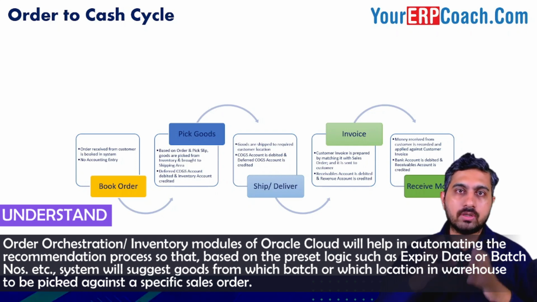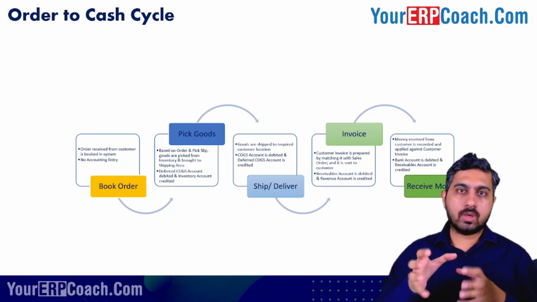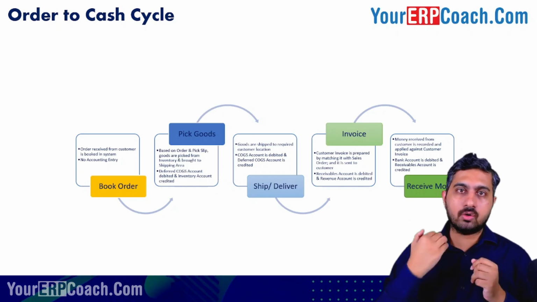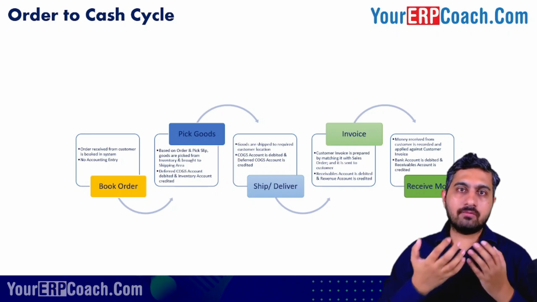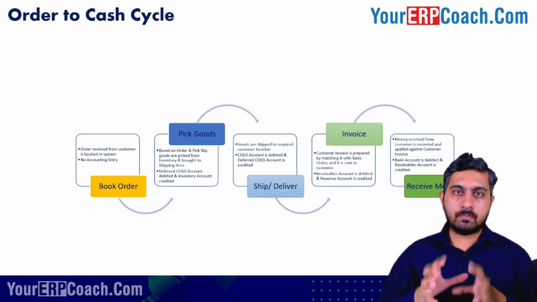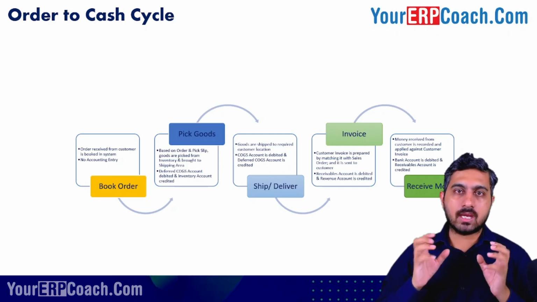So depending upon this automated guidance that is provided by your ERP system, your warehouse workers or warehouse staff will actually go to that particular location or shelf and pick up the goods that need to be shipped. And they will bring these goods to the shipping area or the staging area in the warehouse.